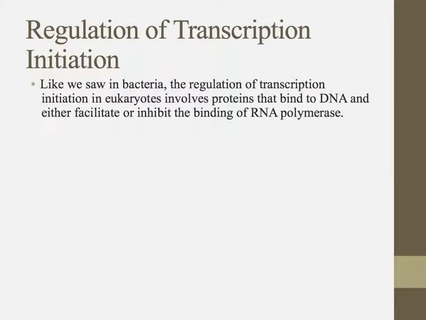Alright, so the regulation of transcription initiation. Like we saw in bacteria, the regulation of transcription initiation in eukaryotes involves proteins that bind to the DNA and either facilitate or inhibit the binding of RNA polymerase. So in that way, eukaryotes and prokaryotes are similar.